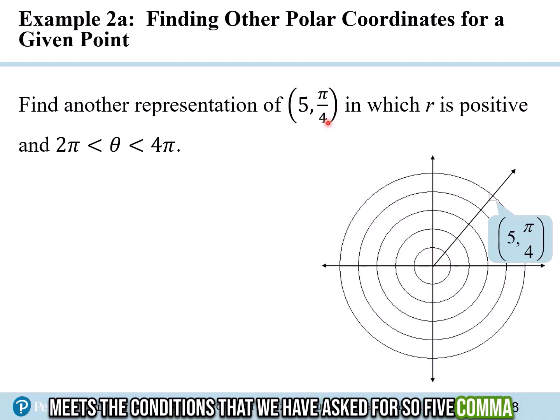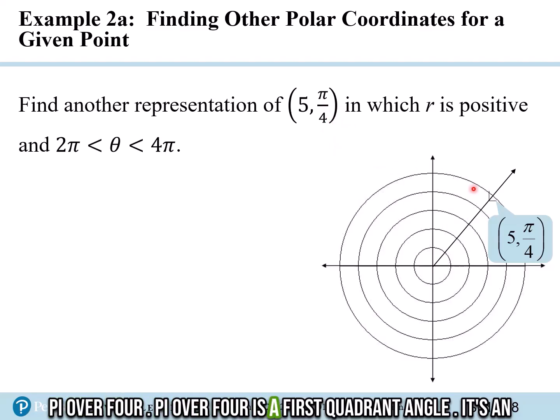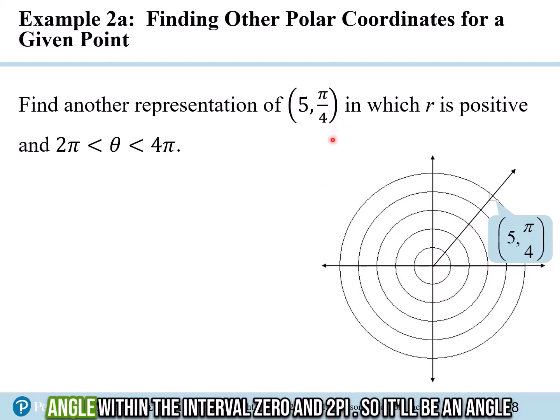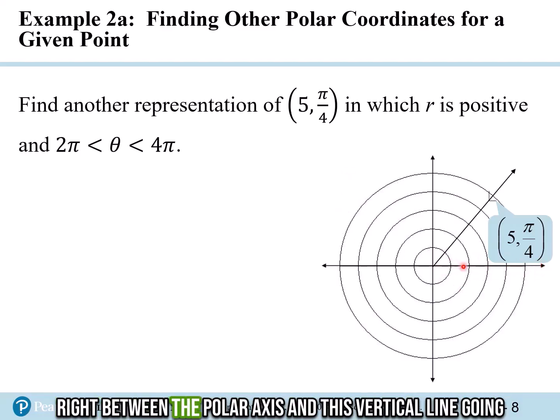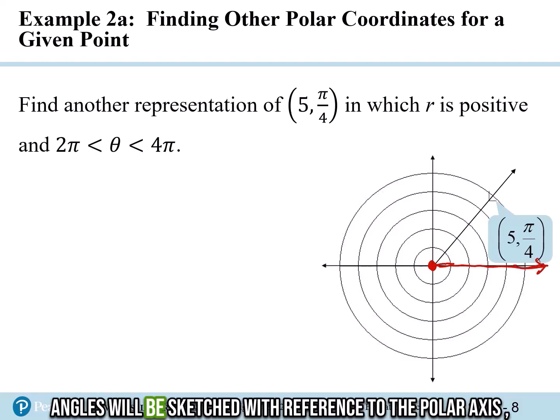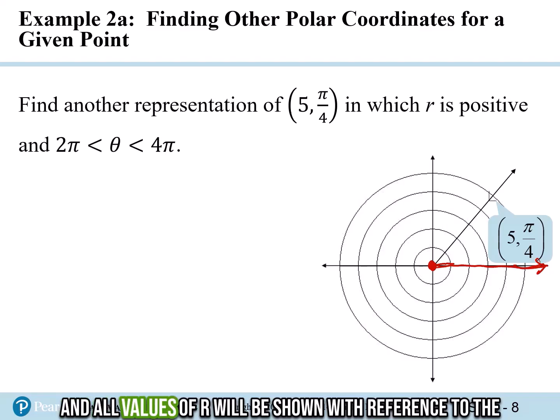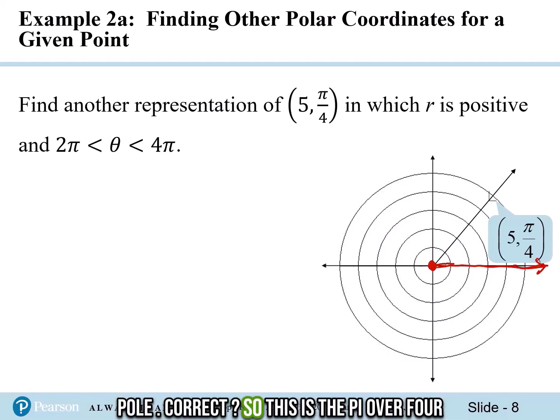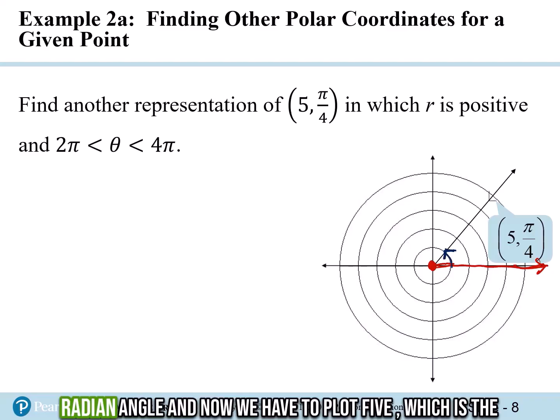So 5, pi/4. Pi/4 is a first quadrant angle. It's an angle within the interval 0 and 2 pi. So it'll be an angle right between the polar axis and this vertical line going up. Let's mark the pole and the polar axis because all angles will be sketched with reference to the polar axis and all values of r will be shown with reference to the pole, correct? So this is the pi over 4 radian angle.